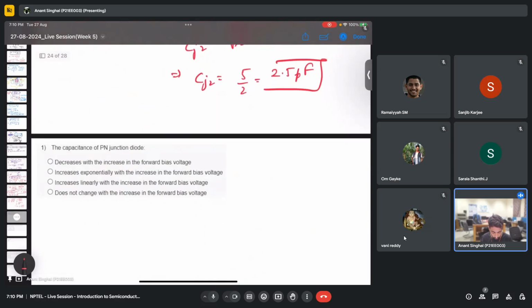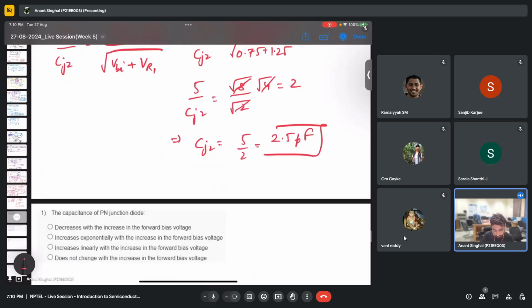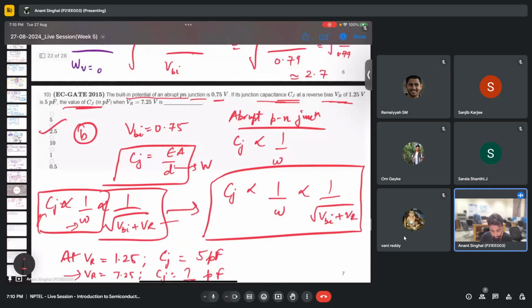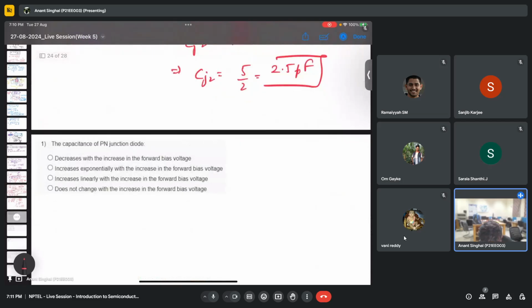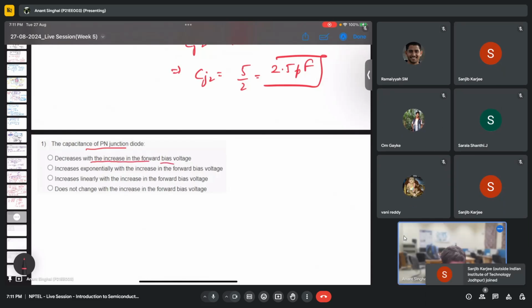So now we have some similar problems, or maybe the week 5 assignment problems. I guess this was also given in this week's assignment problem. So we'll move ahead now. The question says the capacitance of a PN junction diode, and we have four options. One is decreases with the increase in the forward bias voltage. Then increases exponentially with the increase in the forward bias voltage. Then increases linearly with the increase in the forward bias voltage. And the last option, it does not change with the increase in forward bias voltage.